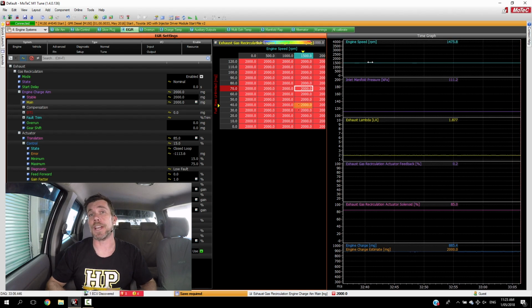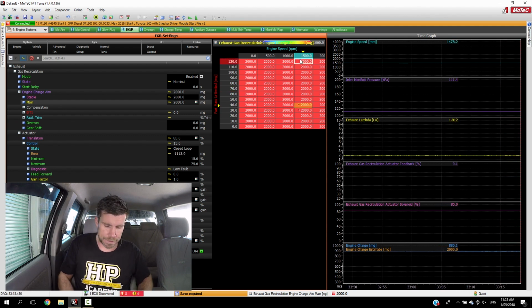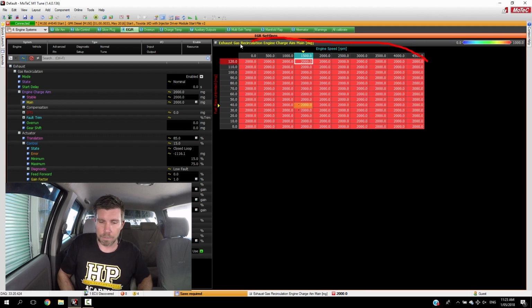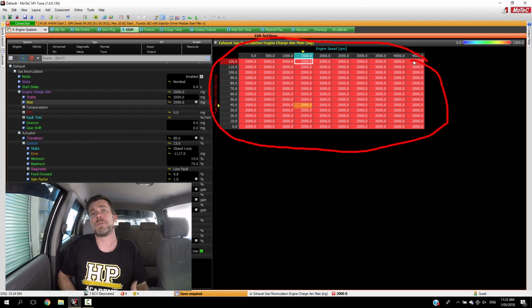Before we actually make any changes to our exhaust gas recirculation tuning, let's just have a quick look through the MoTeC M130 worksheet for EGR, and we'll look at the main parameters that we need to understand and the ones we're going to be adjusting. First of all, here we have our main EGR engine charge aim table. So this is where we're defining essentially the percentage of EGR operation that we want.